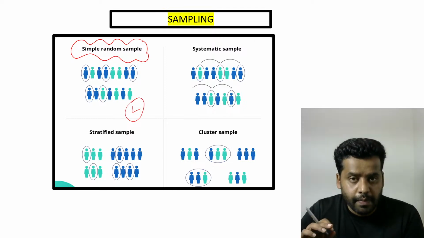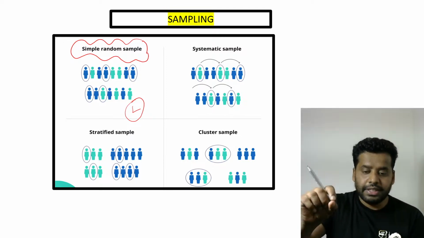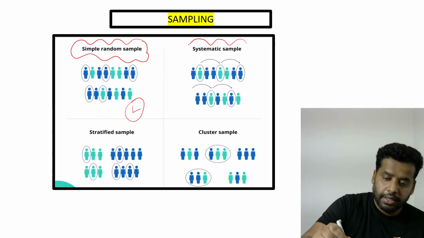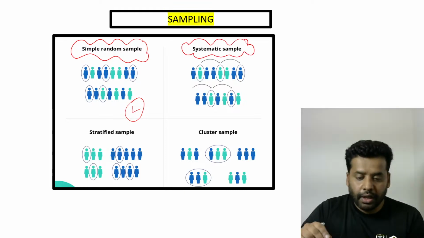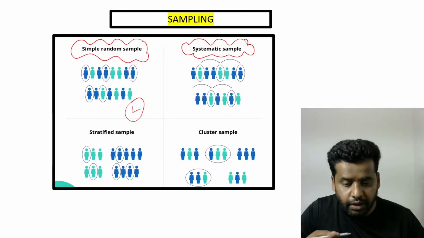Lottery method: out of 100 students, 10 students are selected randomly. But systematic random sampling, again you have to go back to your class notes. This is just a rapid revision session that we are doing.